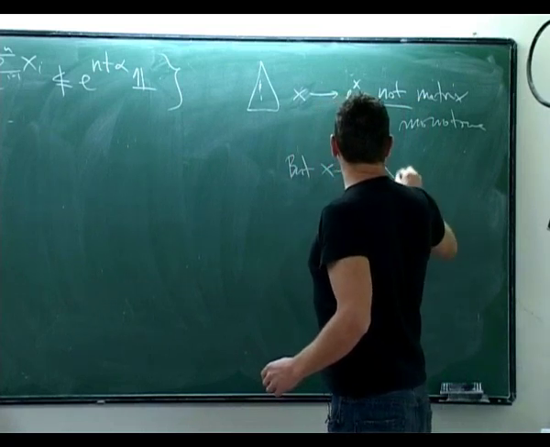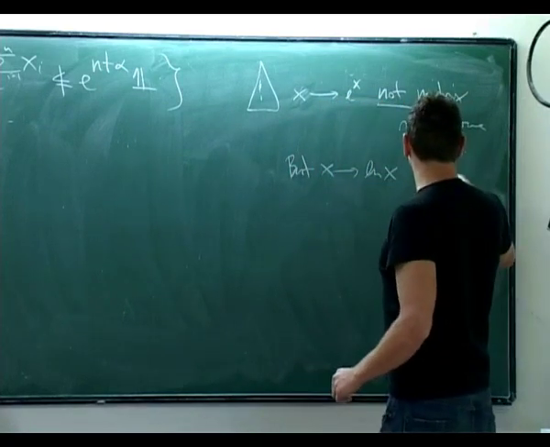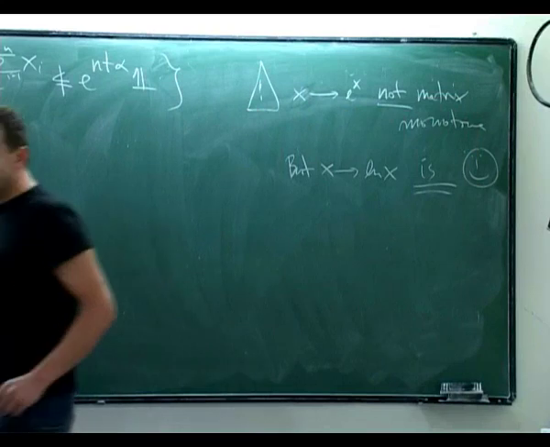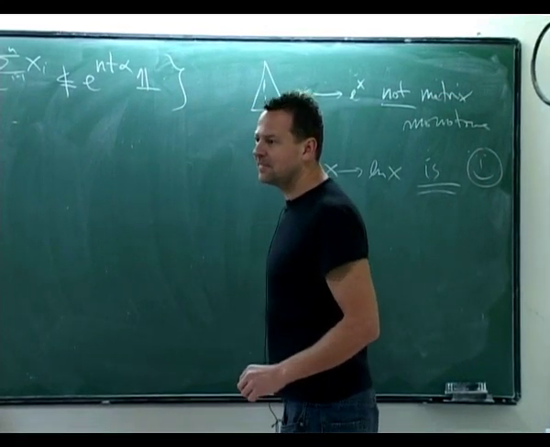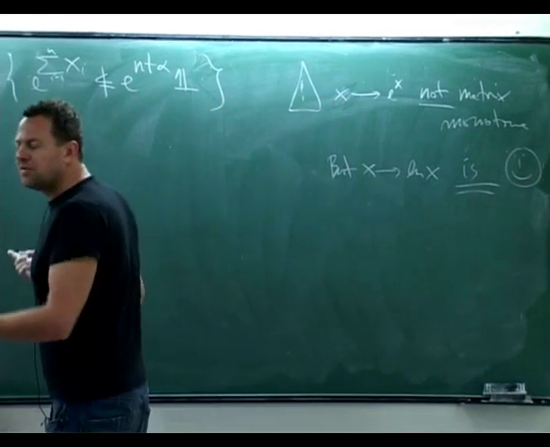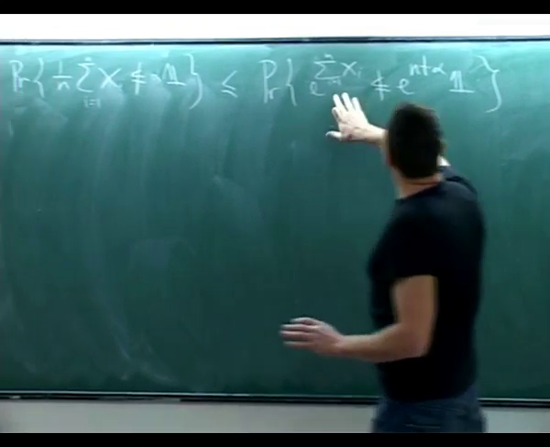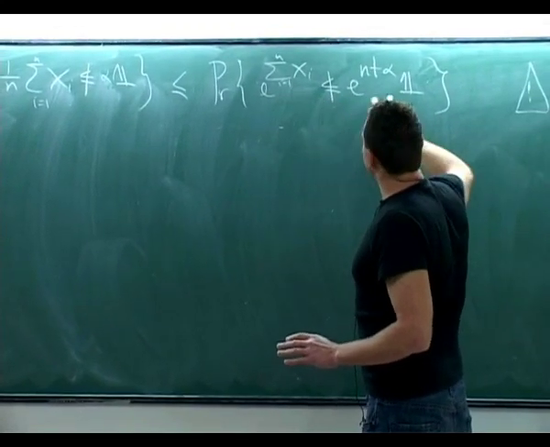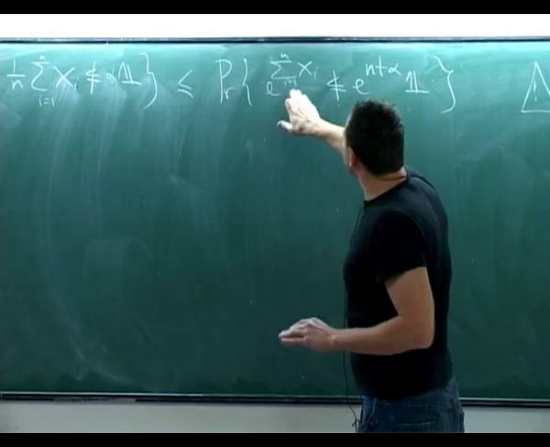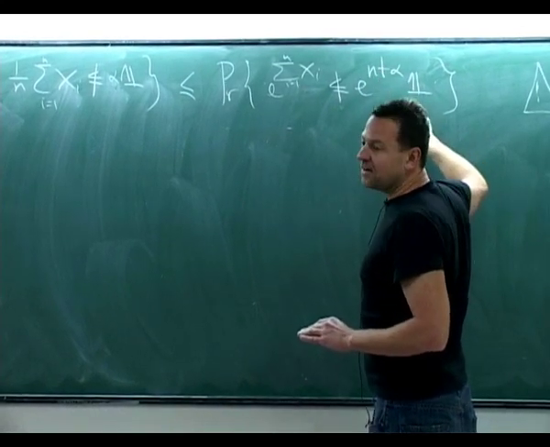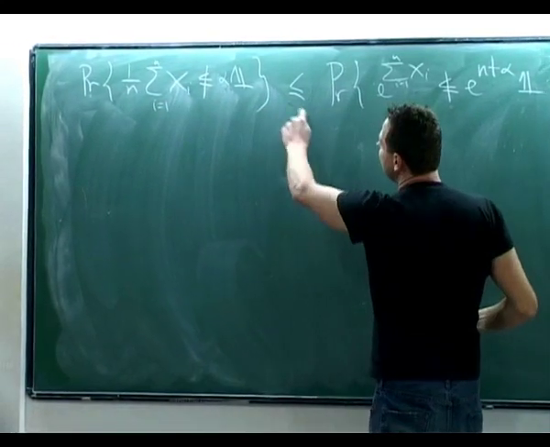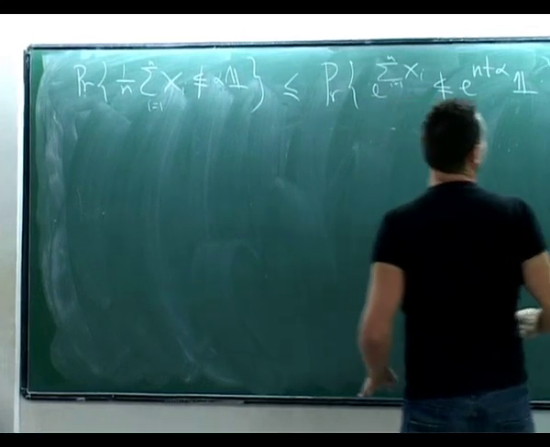x going to ln x, the inverse is... And so that gives us an inequality here, which is just the right direction. Yeah, because what we do is we look at the complementary events, that e to the sum is larger than the right-hand side, then we can take the log that implies that the sum of the xi is larger than nt alpha identity. And that's the complementary event of this. And so for the complementary events, the inequality goes in that direction, which is fine.